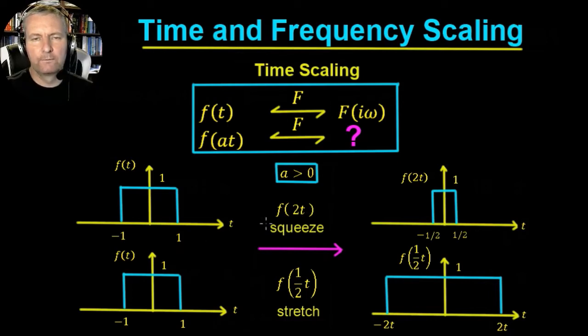The best way of proving that to yourself is to put in some values for t, and you'll be able to convince yourself that adding this factor of 2 or 3 or 4 will squeeze the function f(t). Now we're also interested in values of a between 0 and 1. Let's say the value of a is a half, then that will have the effect of stretching the function. So for f(half t), the crossover points would be at plus 2 and minus 2. There's one other option here, and we're interested in what happens when the value of a is less than 0. Let's look at that in the next slide.